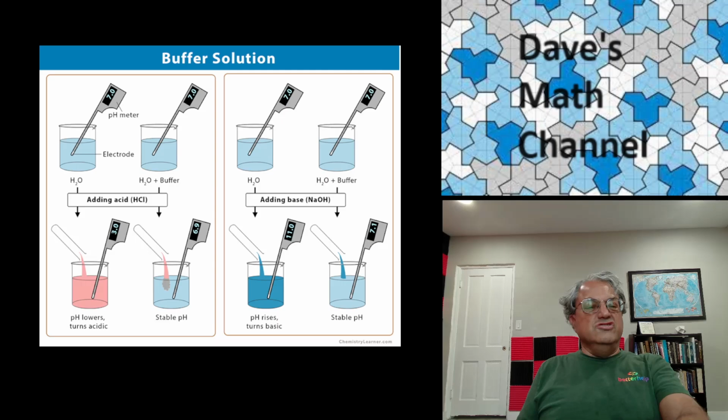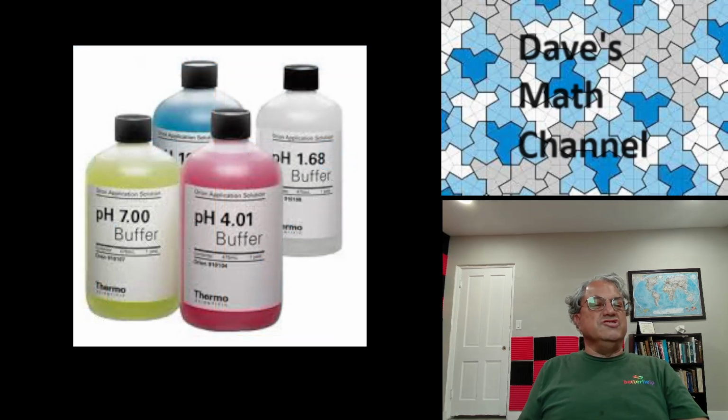And there are different buffers with different pHs. I guess some buffers have pHs near 7. That's neutral. But there are also acidic buffers and basic buffers, and they work the same way. Kind of nice. And your blood's an example of a buffer solution.